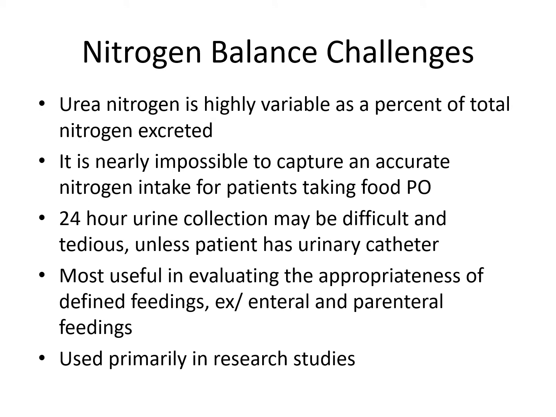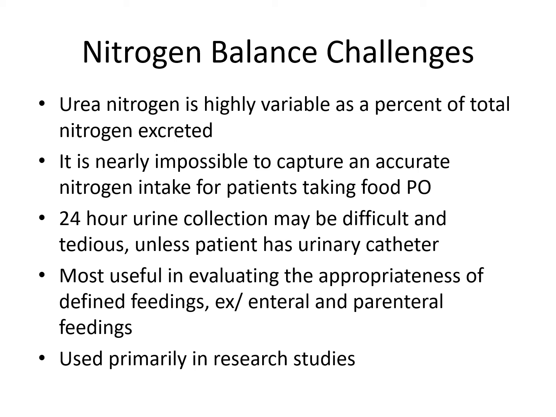Now some of the challenges with nitrogen balance studies. So urea nitrogen is highly variable as a percent of total nitrogen excreted. It's nearly impossible to capture an accurate nitrogen intake for patients taking food PO or orally. So if somebody's eating food and we were to run this study, I have to weigh all of your food, look at how it was cooked, what brand it was, right, to really make sure I have an accurate picture of how much protein was going in the body. This is a little bit easier if I'm using things like tube feeds, TPNs, etc., as that's a predetermined amount of protein.